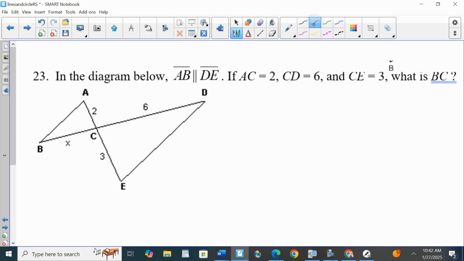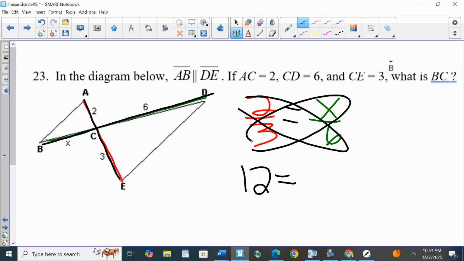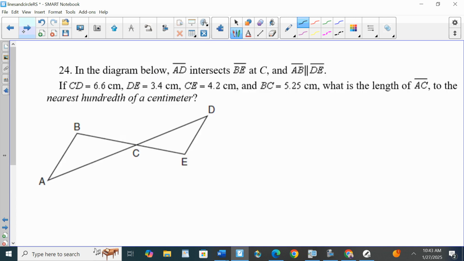And for your bow tie problems, the corresponding sides are on the same diagonal. So 2 and 3 correspond. X and 6 correspond. I always go left over right, left over right. Again, the sides that are on the same diagonal are the sides that correspond. Cross multiply and solve. 2 and 6 is 12. 3 and x is 3x. Dividing by 3, x equals 4. So you will have a bow tie problem on your test as well. Again, a commonly asked Regents question. It's really not hard.